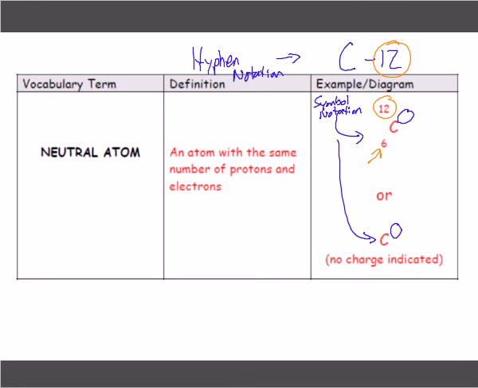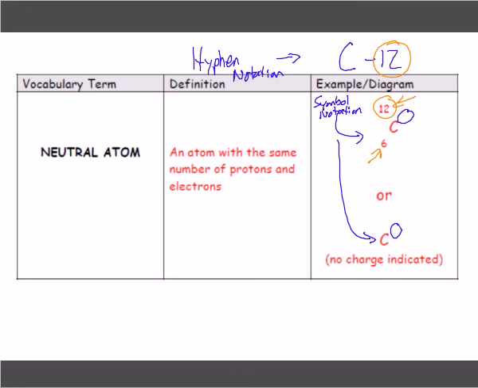Now, what do you notice that's different about the number here versus the number on your periodic table? This is a whole number. In your reference table, it's a decimal. We're going to talk about why that is in a few minutes. But guys, it's telling us mass, which in a couple minutes when we do some practice is going to make a lot more sense. So that's a neutral atom.